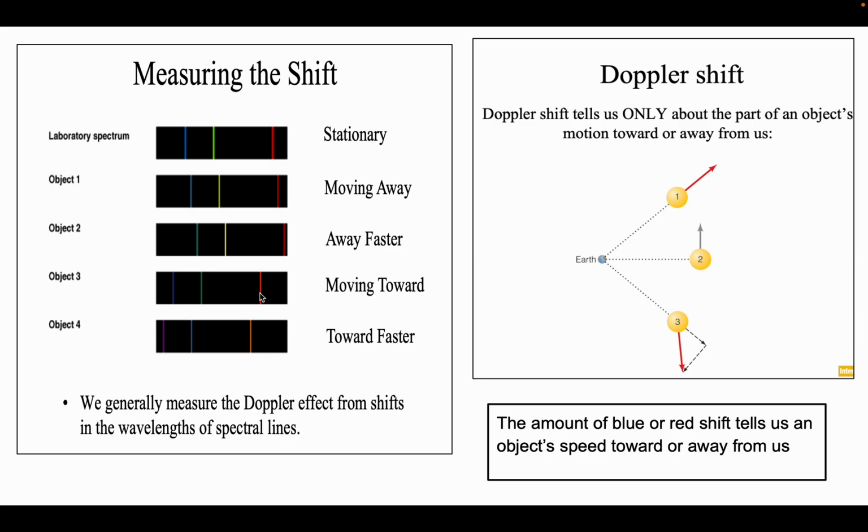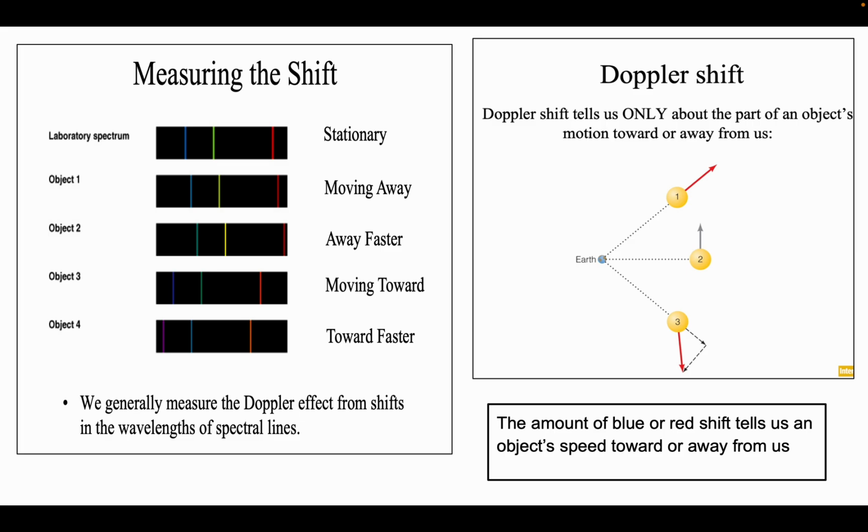That is, this will be blue shifted, or the wavelength decreases. And if an object is moving towards you at a very fast speed, then the line will be closer to you. So we generally measure the Doppler shift of the line to measure the velocity of the object. The Doppler shift tells us only about the part of the object's motion towards you.